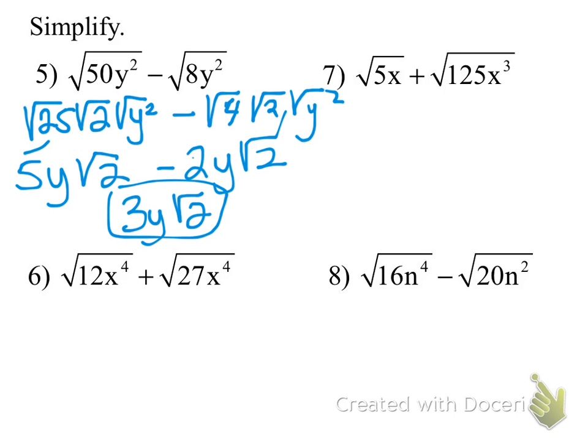Wait, why is it 5y? Because I pulled out the square root of 25 and of the y squared. Okay? All right, let's try another. You want to do it on your own? Number 6, go quick.